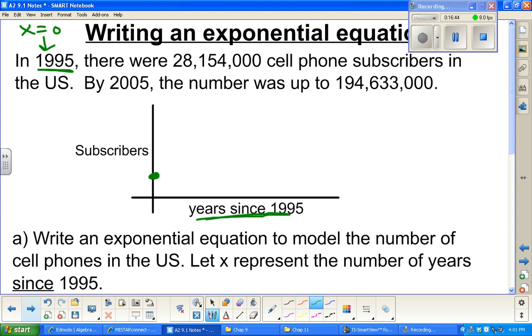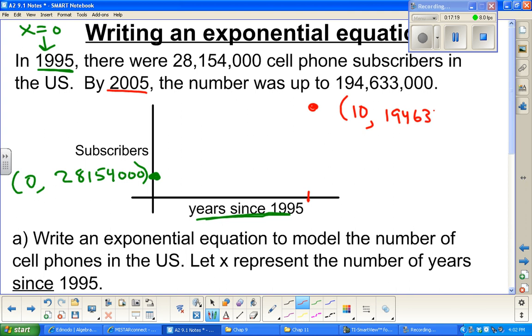That's when we're starting. So the point on the graph, the year since 1995 would be 0 years since then. And then the y value, the 28,154,000. So that point is here. That's kind of like our y-intercept. That's our starting value. And then as time goes on, now we're at some new time. We have a lot more cell phones. In 2005, that would be 10 years later, 10 years since 1995. So the x value is 10, the y value is this big number, 194,633,123. So we have this growth going on, and again, this was 10 years later.